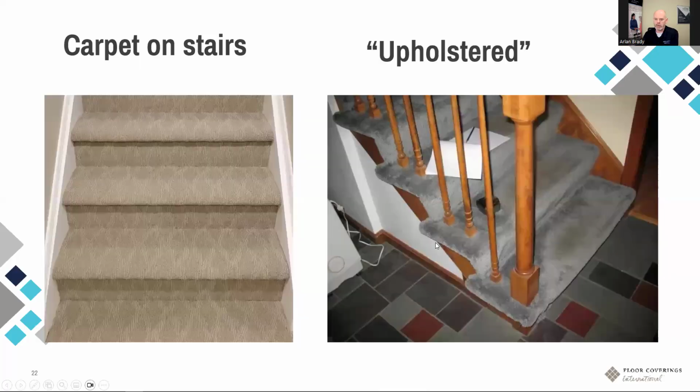Let's think about install types. Carpet on the stairs is pretty straightforward. This happens to be a full wrap design where the nose gets wrapped all the way around. This is what would be considered upholstered. So you'll notice that the carpet has been upholstered around each one of these balusters. This is what's meant by upholstered. The installer had to cut the carpet to get it around there, and then had to put the carpet back together on the other side.